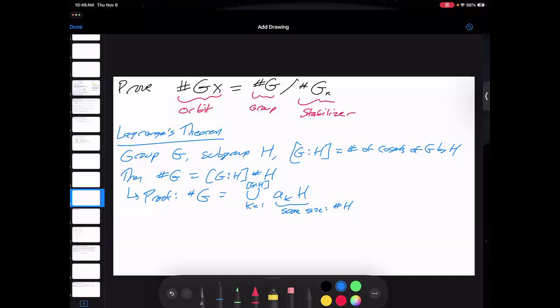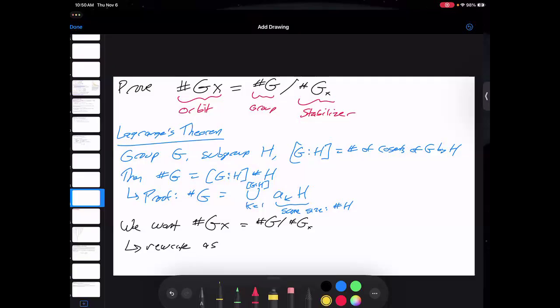So if you look at what we're trying to prove, we want the number of elements in the orbit to be the size of G divided by the size of the stabilizer. How could you rewrite that? How could you rewrite it so it looks more like Lagrange? Yeah, multiply by the stabilizer. Almost. Multiply not by the stabilizer, but by the size of the stabilizer.